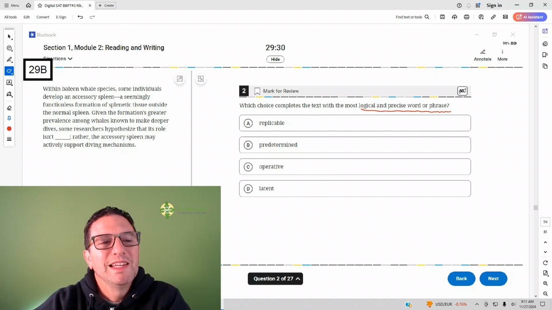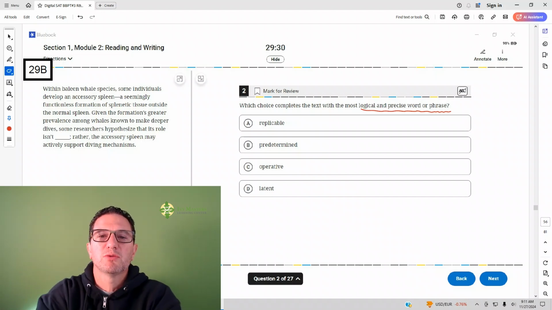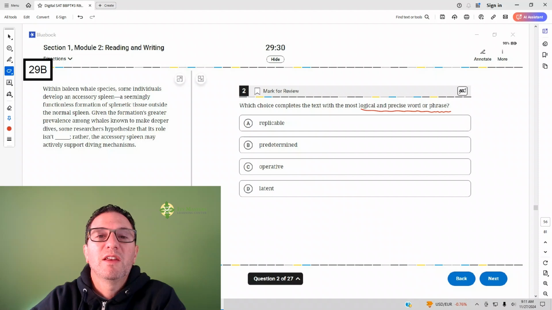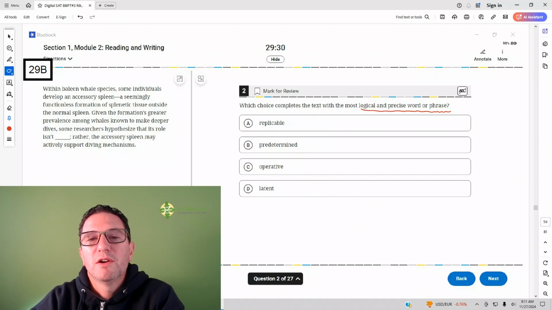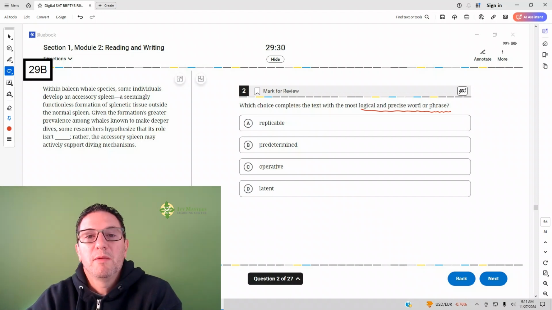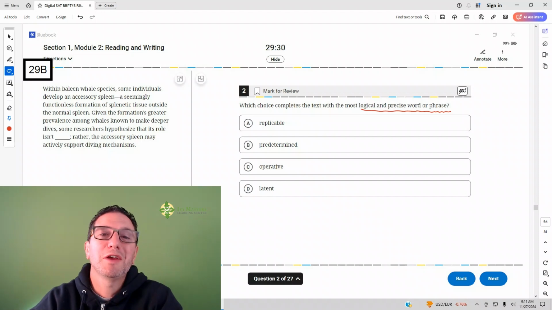Within baleen whale species, some individuals develop an accessory spleen. Now, you might know an accessory, let's say an accessory in fashion, would be like a belt or sunglasses. These are things that are not essential. You don't need a belt. You can wear pants without a belt. You can wear your face without sunglasses. So when it says accessory spleen, it means a spleen that's not really needed.